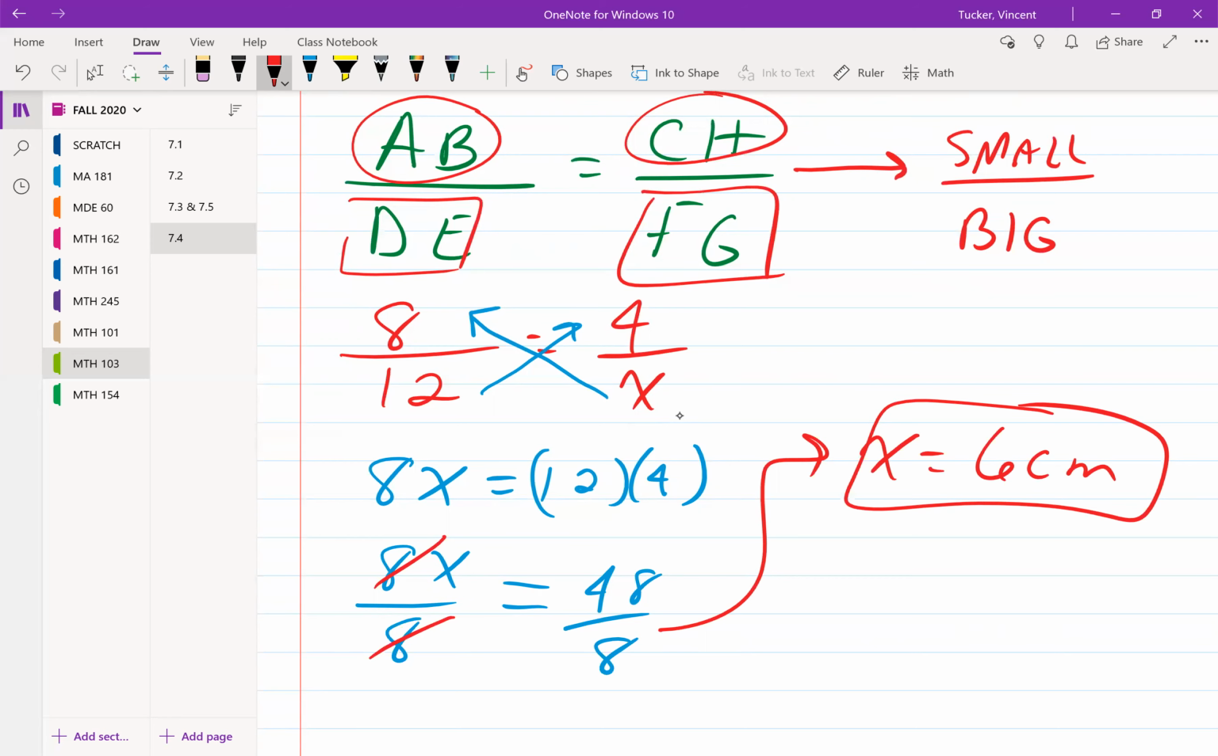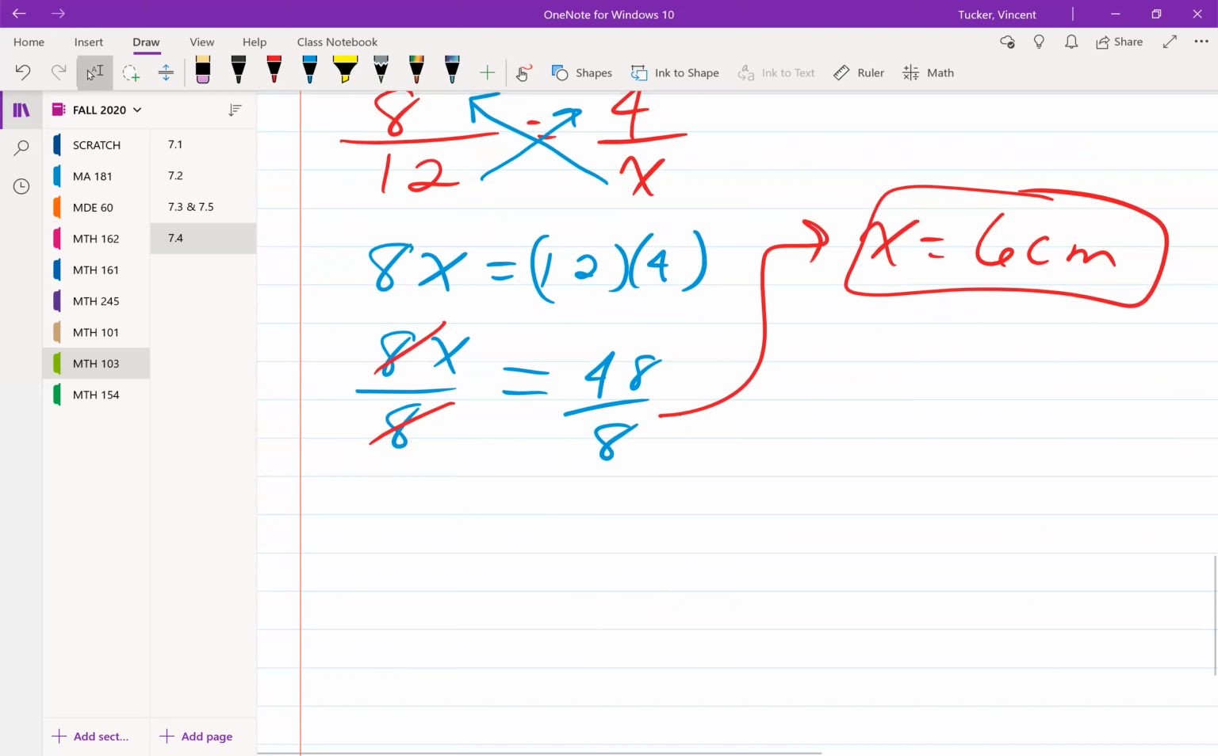All right. Still dealing with similar triangles. All right, let's look at this.